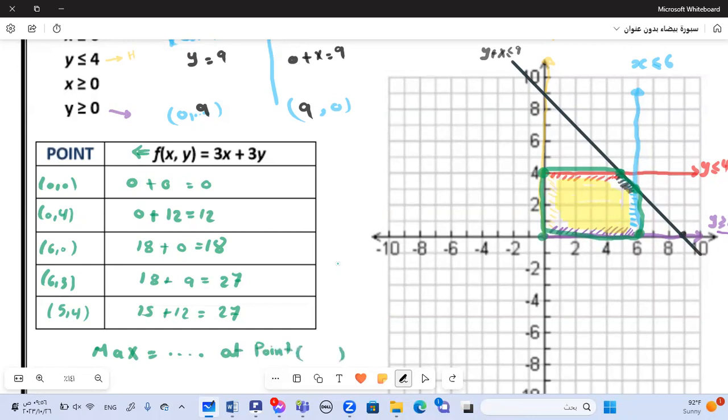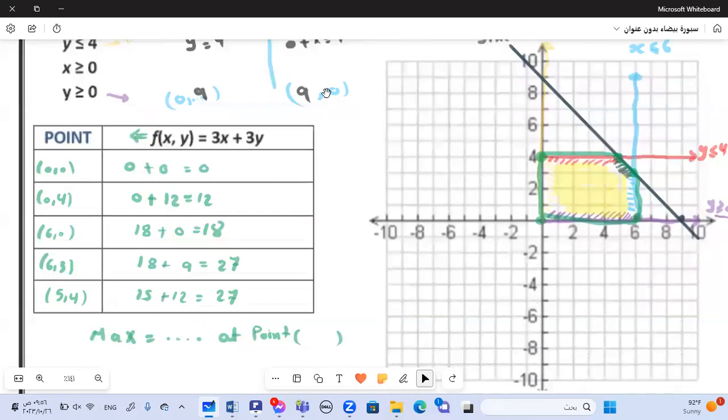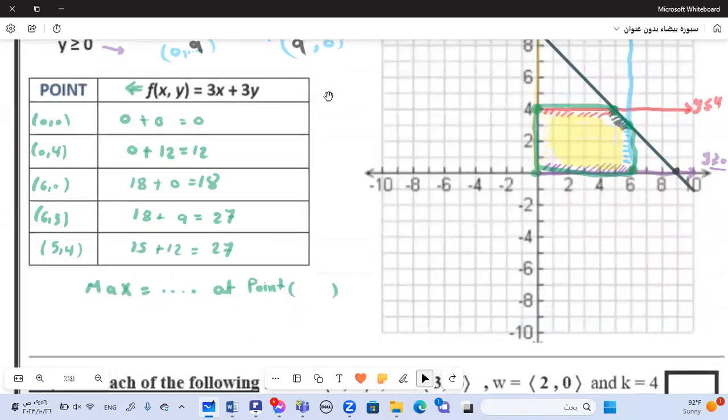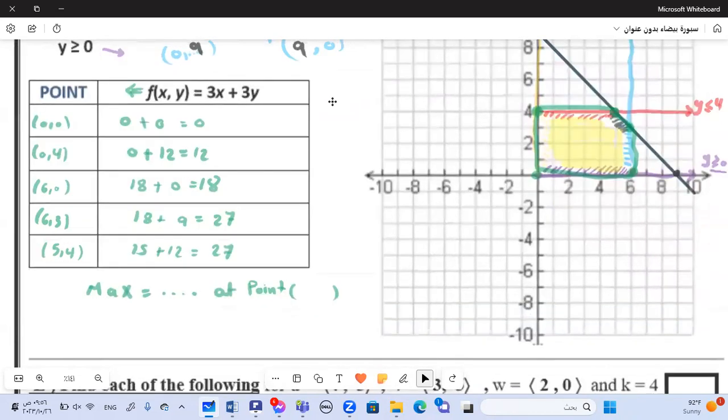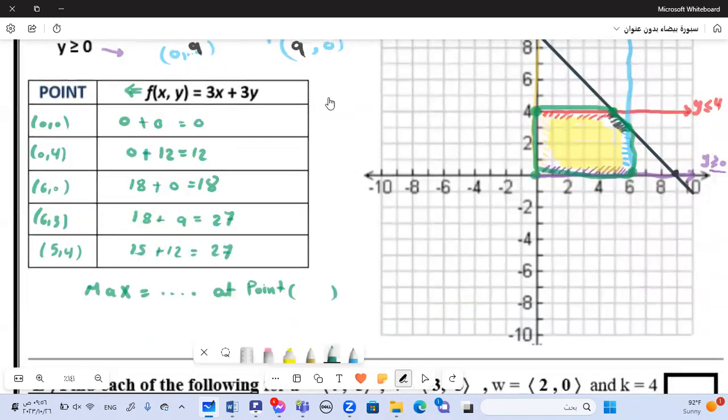Maximum equal at point. Minimum equal at point.